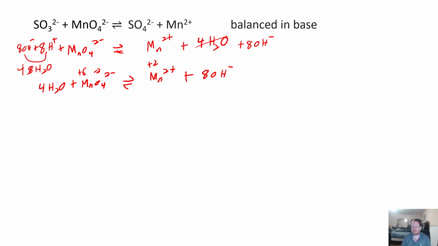So we've gone from +6 to +2. That means we've become less positive, which means we have to gain electrons, and specifically we have to gain 4 of them. So that's going to leave 4 electrons on my left side as one of my reactants. Now let's balance the other one.